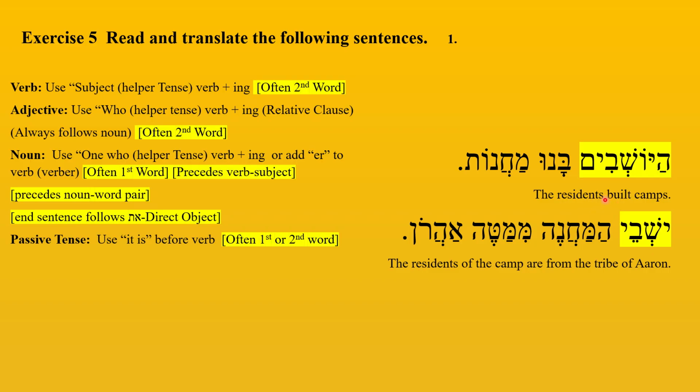Still on number 1. Ha-yoshvim banu machanot. So yeshav, sit, settle, reside, is your participle. Ha tells you it's a noun, so it's the ones who are residing, or the residents. Banu, past tense, built. There's your verb. What did they build? They built camps.